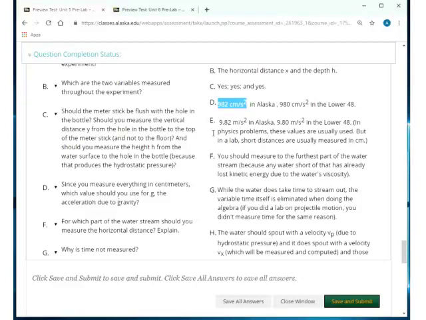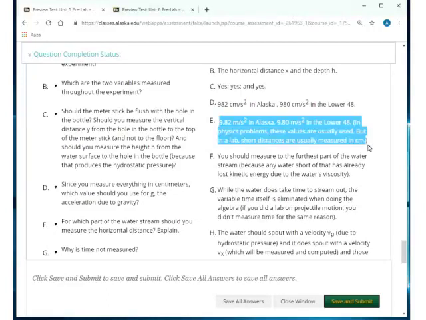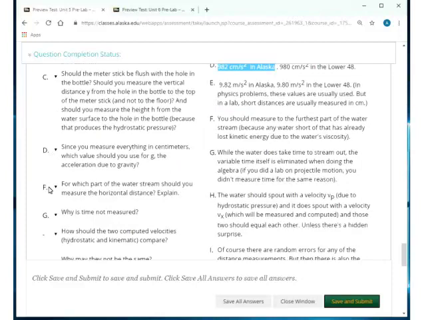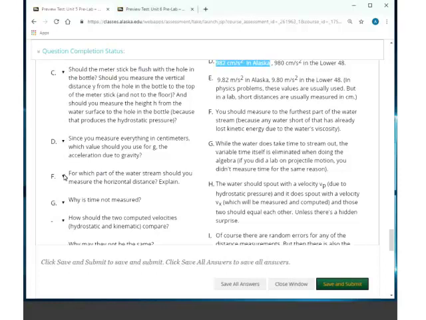Notice that this statement here, which I didn't check, would also be a correct value. However, we're more likely to measure the short distances in the lab in centimeters than we are in meters, so we'll be using 982 centimeters per second squared. That's why you have a gap here in the answers. It jumps from D to F.